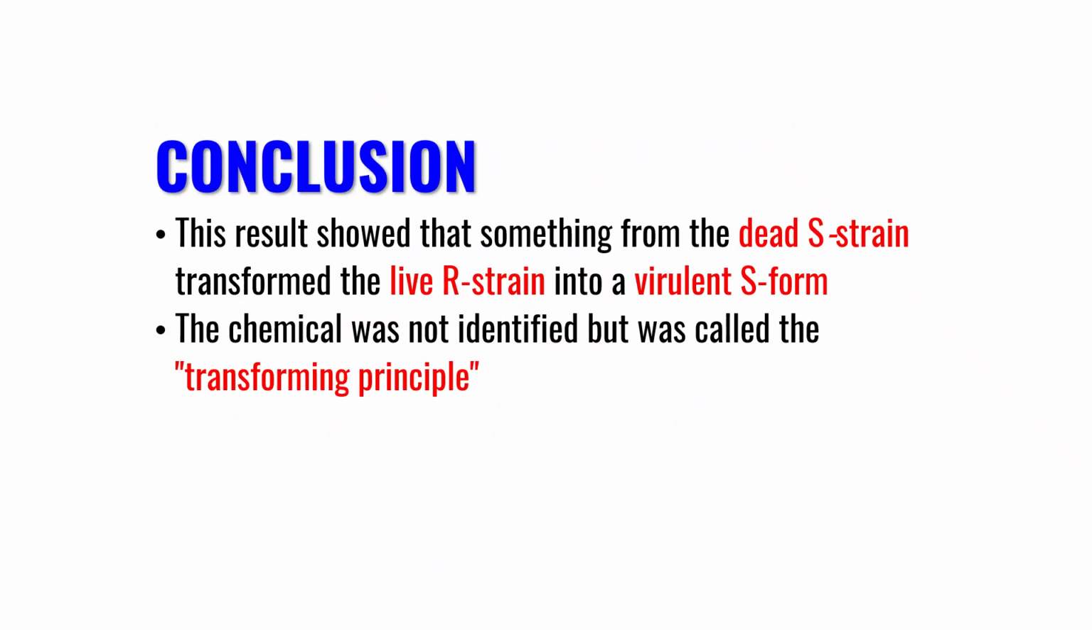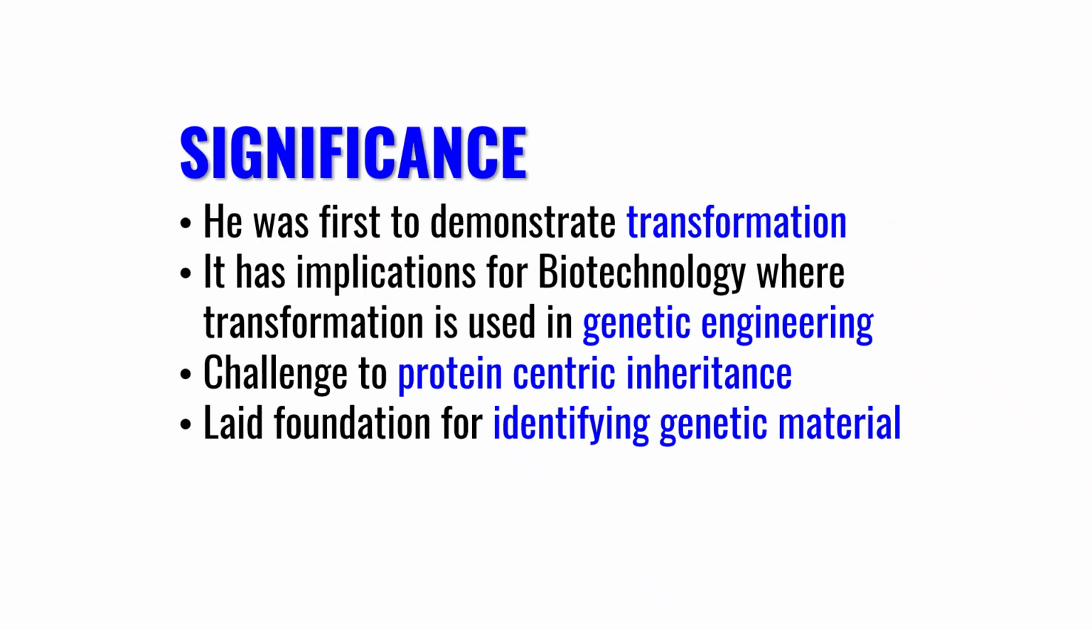He concluded that there was something from the dead S strain which transformed the live R strain into a virulent S form. Although the chemical nature was not identified by him, he called this factor as transforming principle. These findings were pretty significant because he was the first to demonstrate transformation, and it has implications in biotechnology because transformation is normally used in genetic engineering.